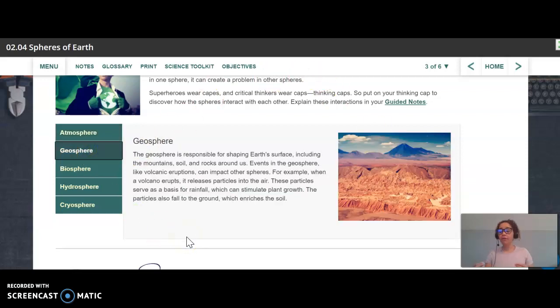So the geosphere interacts with the biosphere when that soil holds the plants in place. Also, the way that different natural disasters happen. So when a volcano erupts, all of that volcanic acid will get into the air and mix with the air particles. When the lava comes down the side of the mountain, it can reshape the earth. It can also destroy habitats for things in the biosphere.